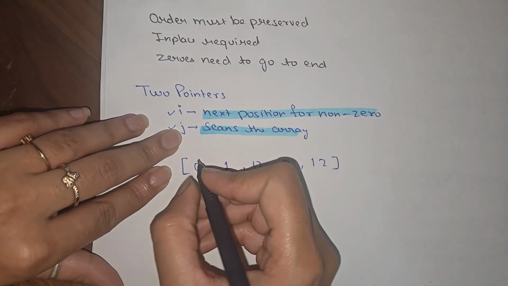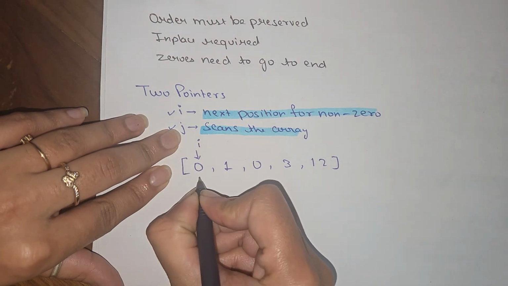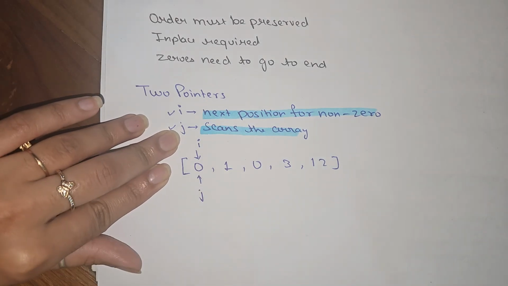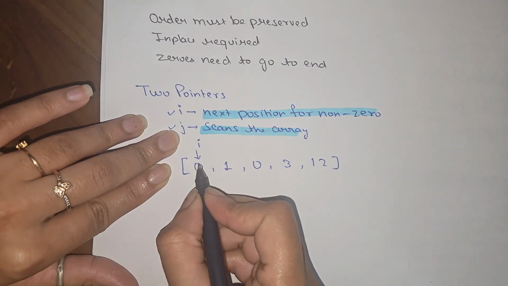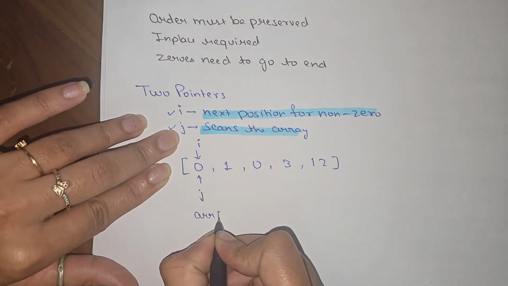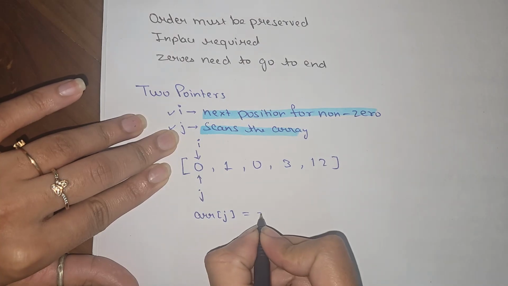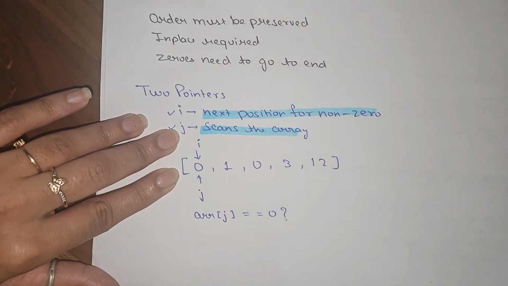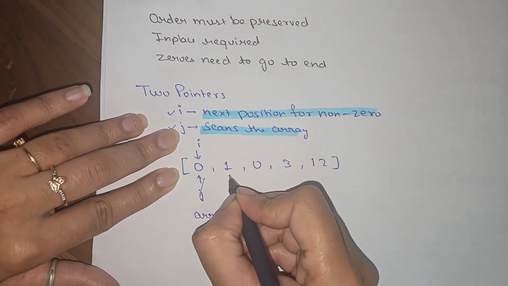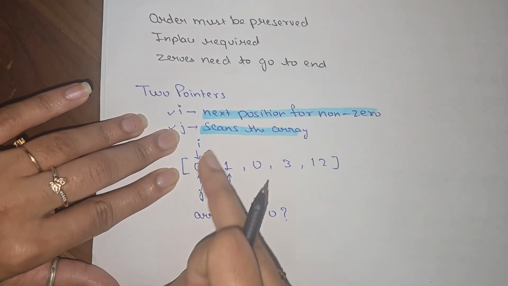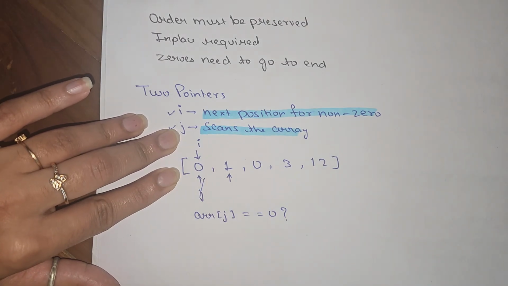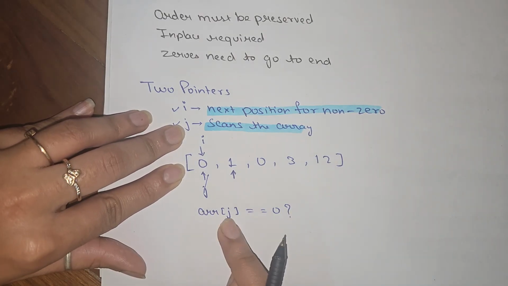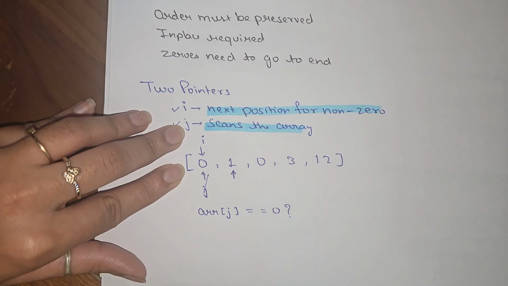Initially, we will have our i pointer and j pointer at the 0th location. We will see if the location we are at, which is array of j, is equal to 0. Is it equal to 0? Yes, it is equal to 0. In that case, we will move our j pointer forward. We will just ignore this element, and i will keep pointing at it because this is the next position for a non-zero element. Then we will see the current location we are at with the j pointer. Is it equal to 0? No, it is not equal to 0.